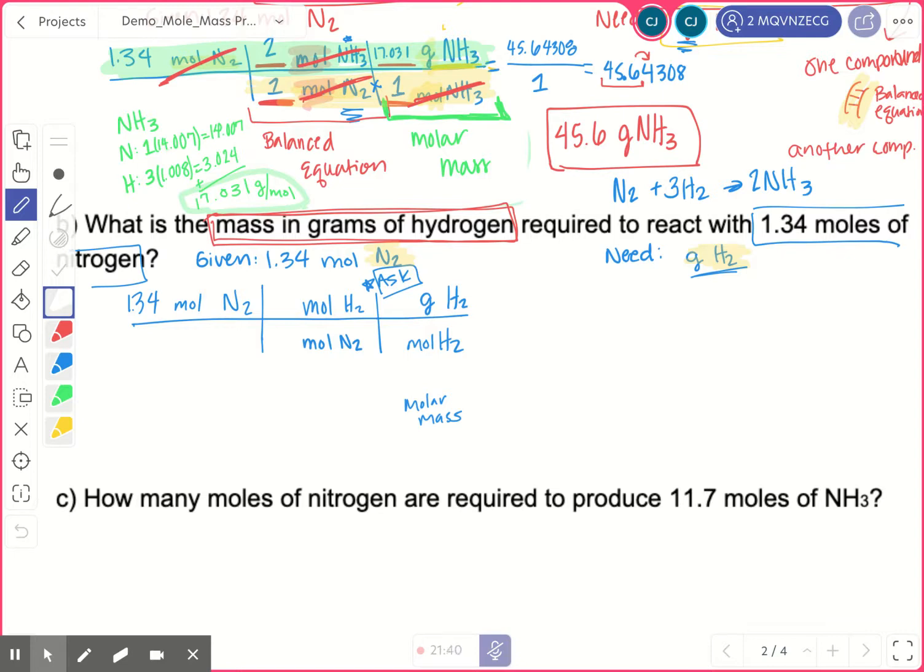So the next question is, how am I going to fill in all these holes? Hmm. This one right here, moles over mole. What am I going to use to fill in that one? The balanced equation. All right. So how many moles of H2 do I have? And how many moles of N2 do I have? Great job. All right. We just did that one. Now let's move to the second one.